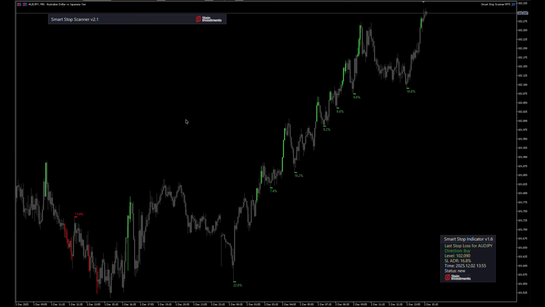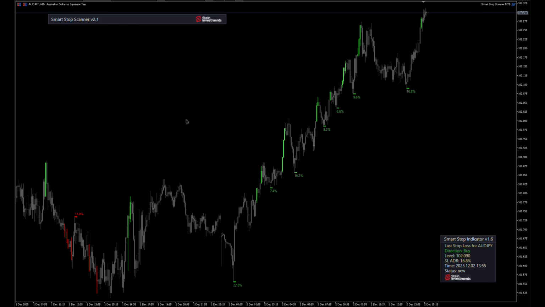In our last video we talked about the Smart Stop Indicator, a tool we created for two reasons. First, because many of our users kept asking, where should I place my stop loss and how do I choose a level that actually makes sense? And second, because I read an interview with a fund manager who said, I only take trades that offer at least a 1:5 risk to reward ratio. Why? Because with that type of asymmetric payoff, he can afford to be wrong several times, and one good trade pays for everything. That really made me think.